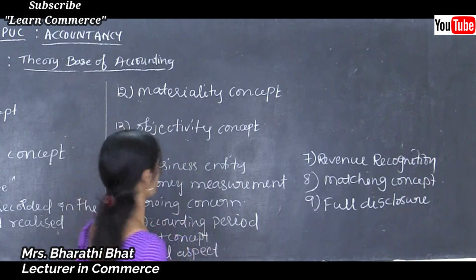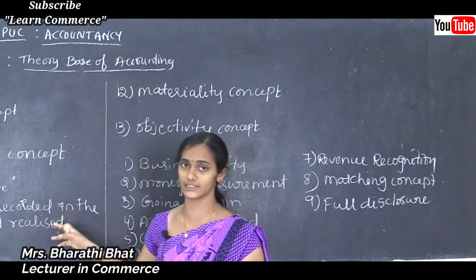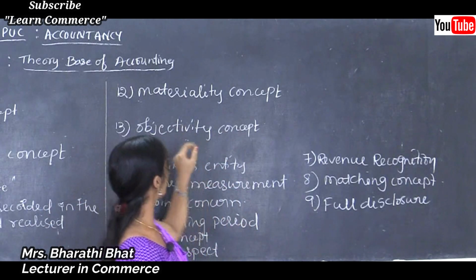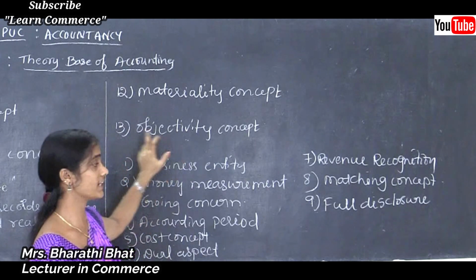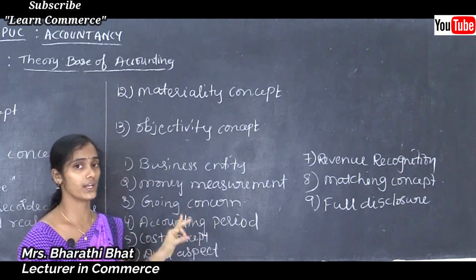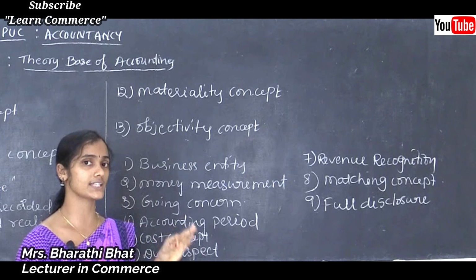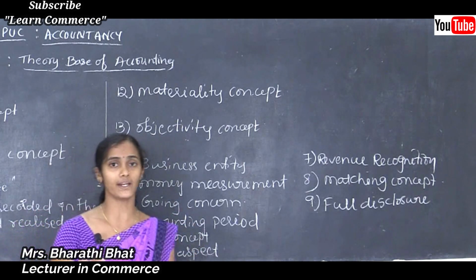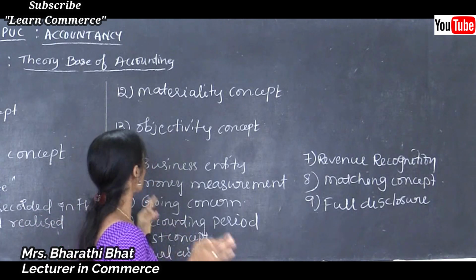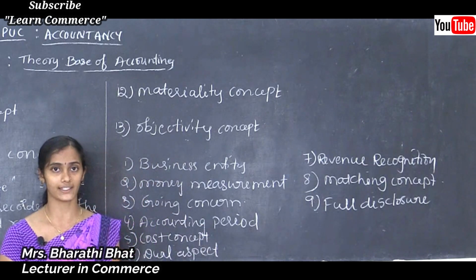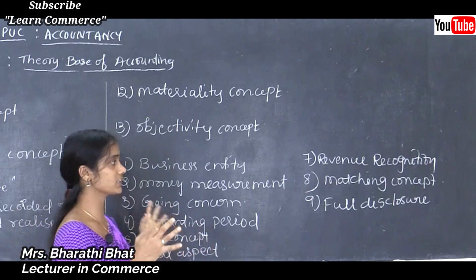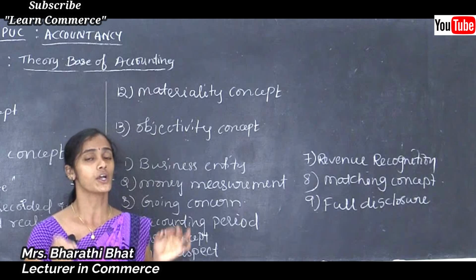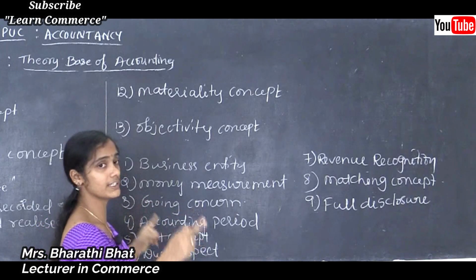And the next one is the consistency concept, that we already discussed. Then the conservatism concept, the materiality concept and the objectivity concept. These are very important and fundamental concepts. In order to bring uniformity and consistency in the accounting practice, we need to follow these concepts. Especially while recording the transactions in the books of accounts, we should have knowledge of these important concepts.